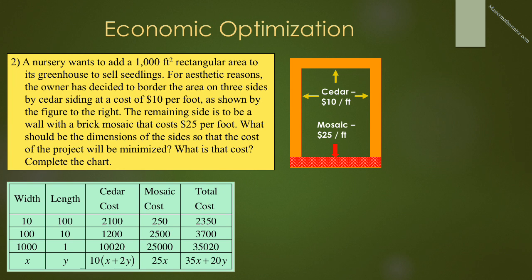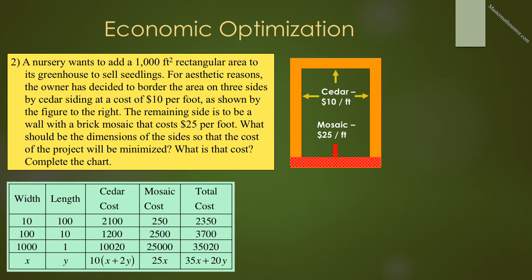If we border on ridiculous and make the width equal to 1,000, making the length 1, then the cedar cost would be $10,020, while the mosaic cost would be $25,000, and the total cost would be $35,020.